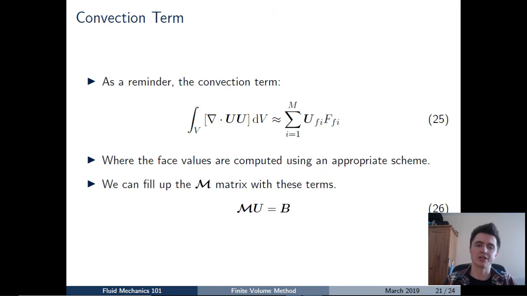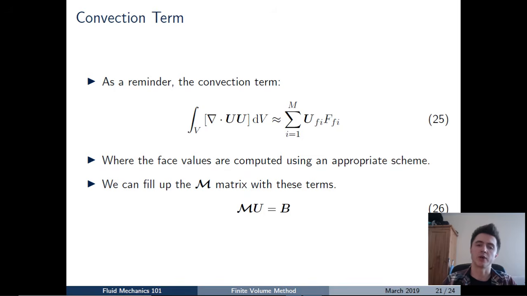So just as a reminder, we can rewrite that volume integral of the convection term as a summation over the faces of the velocity field at the face center multiplied by the volume flux FF out of each of those cell faces. And it's quite common in textbooks, derivations and user guides to see the convection term written in that form there.